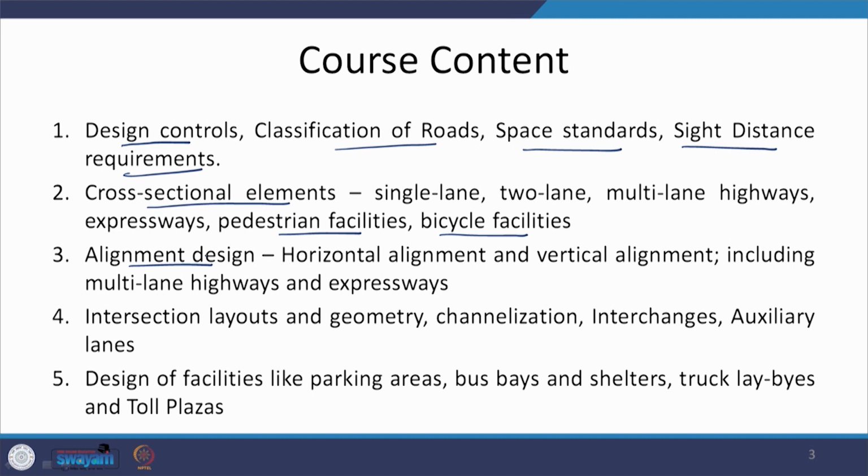and we will move to module 3, which is purely related to the design of the various aspects of alignment. And this alignment we are going to talk about in terms of two directions. One is the horizontal alignment and the other one is the vertical alignment. Within the horizontal alignment, we will be talking about the horizontal curves, the transition curves, the super elevation which is to be provided, and the extra widening requirements. So, all of these things will constitute the horizontal alignment as such.